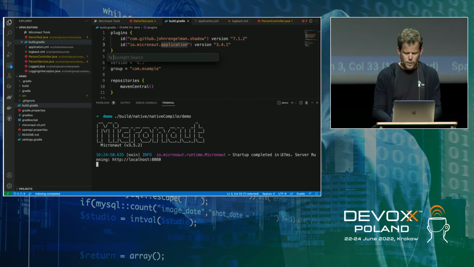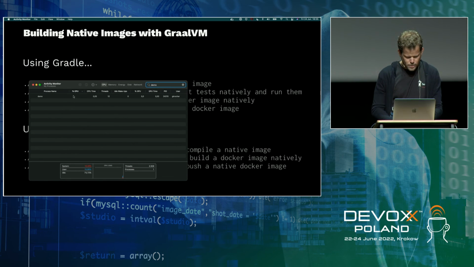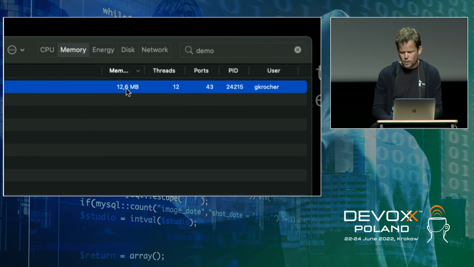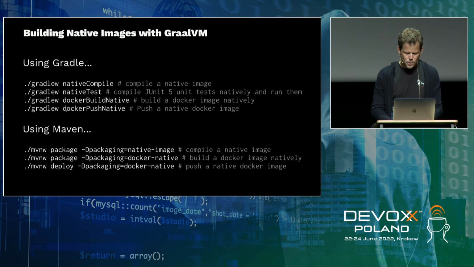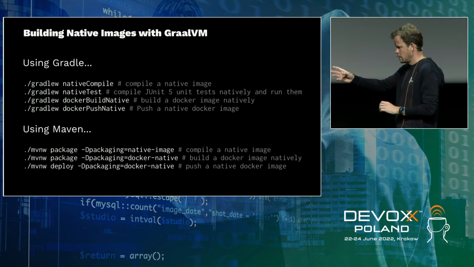So if we look at activity monitor here, and we look for that app, and we go to memory, you can see that the memory consumption for this app, I haven't put any load on it, but it's 12 megabytes, which is tiny compared to the Java version. So native compile will turn your application into a native executable.